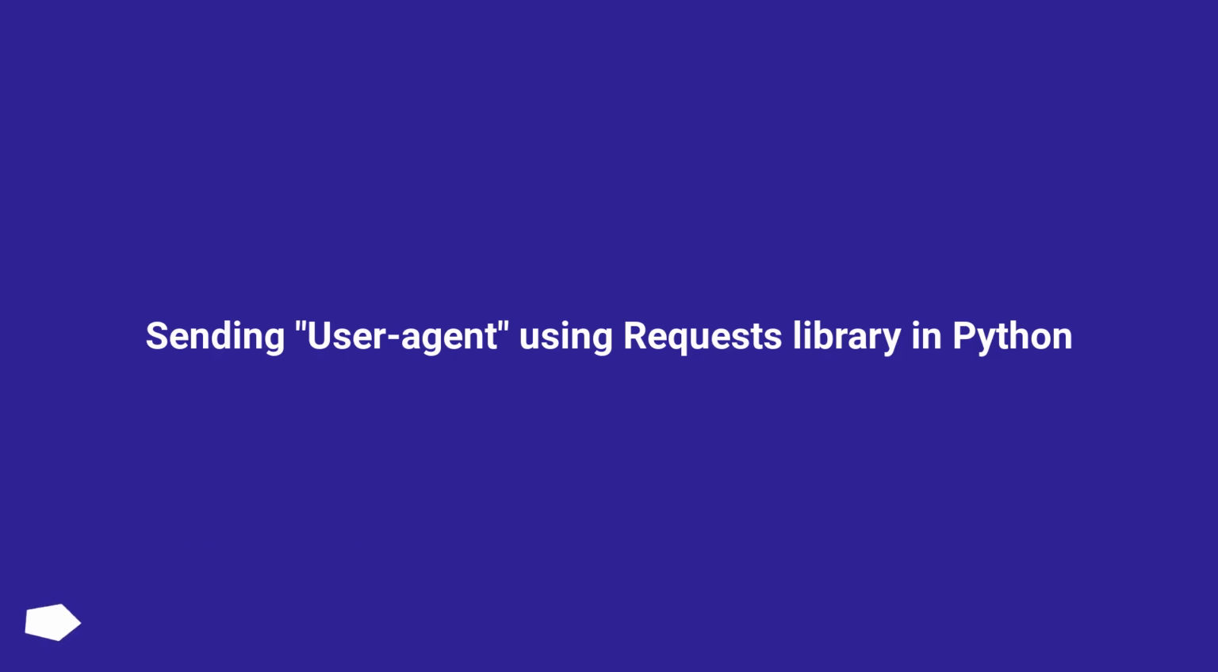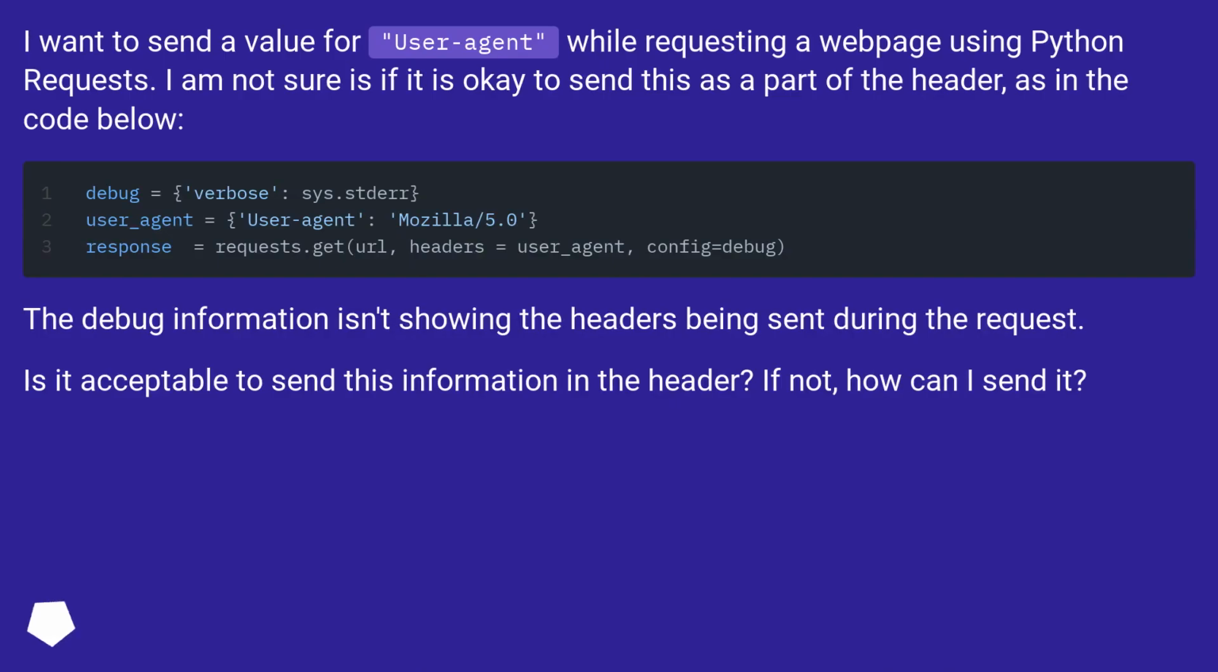Sending user agent using requests library in Python. I want to send a value for user agent while requesting a web page using Python requests. I am not sure if it is okay to send this as a part of the header, as in the code below.